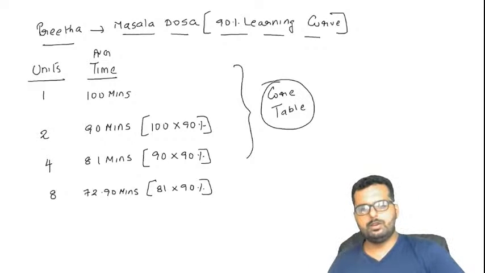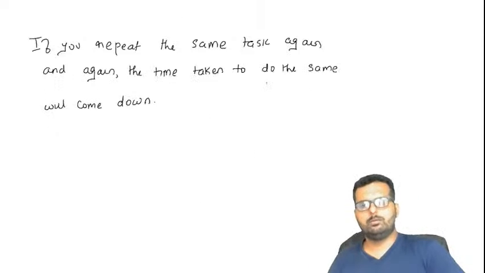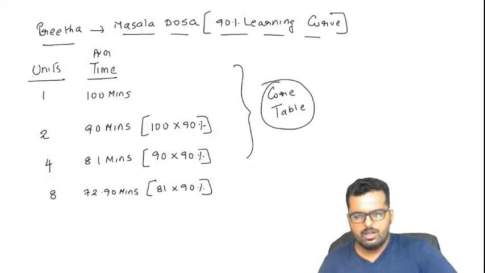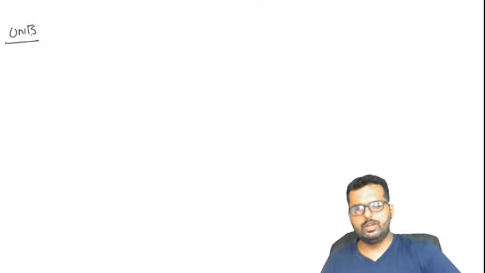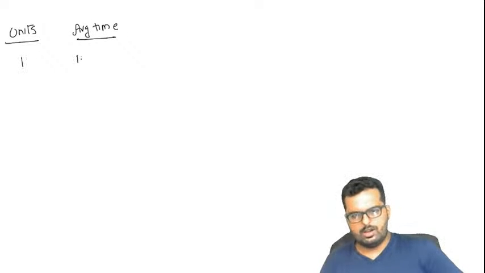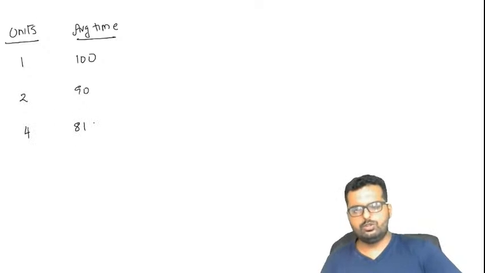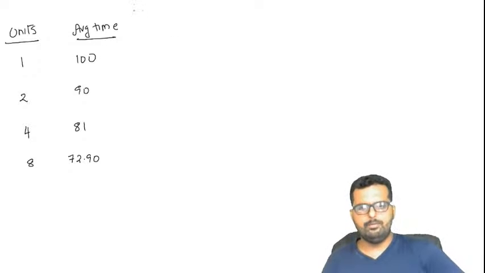Alright friends, have you all put this down in your books till here? Now, let's come to the next part. From this core table, we can find out some hidden information. Units. Then I'll give the next column heading as average time. First dosa 100 minutes, second dosa 90 minutes, fourth dosa 81 minutes, and eighth dosa will be 72.90 minutes. Am I right? From this, can I not find out the total time?